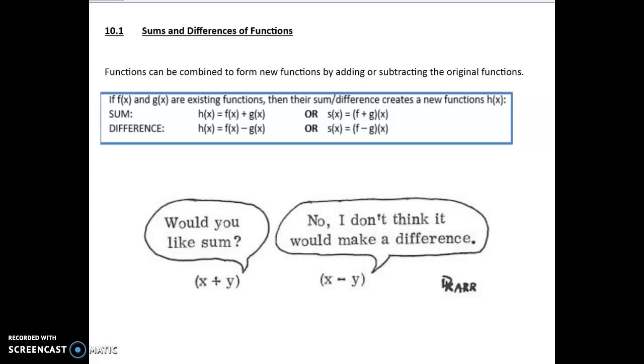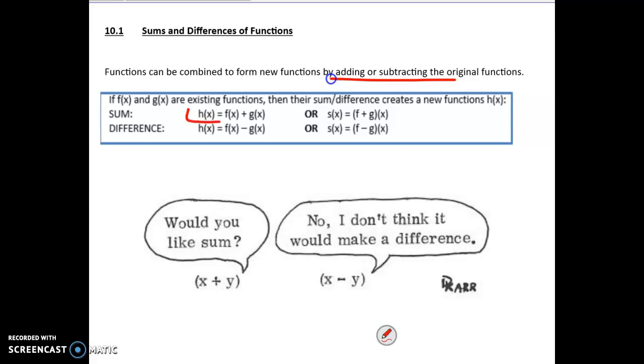Alright, here is our video for 10.1, which is sums and differences of functions. Functions can be combined to form new functions by adding or subtracting the original functions. So what we're doing today again is we're just adding and subtracting original functions together. This is going to be a good review for us because these functions are all functions that we learned this year. So we're going to then take these functions and add them or subtract them.